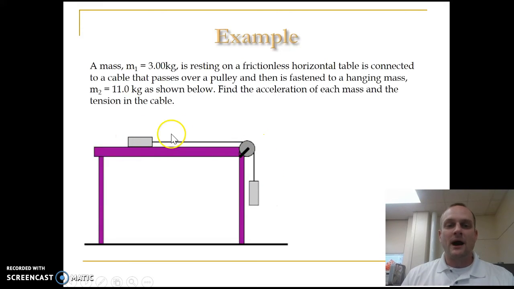Okay, here's that same example from before also, right? So this is the two objects tied together with a rope going over a pulley. So I'm told mass 1 is 3 kilograms, and that's the one that's resting on the table. I'm also told the table is frictionless, right?